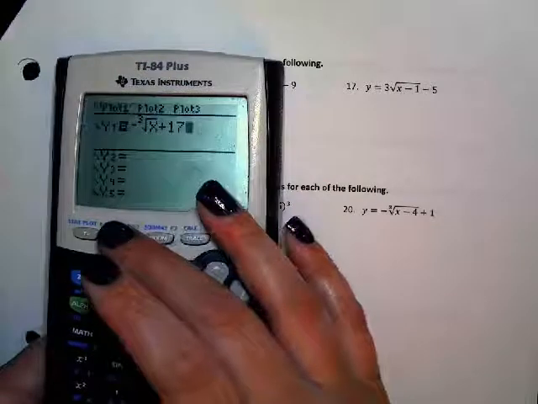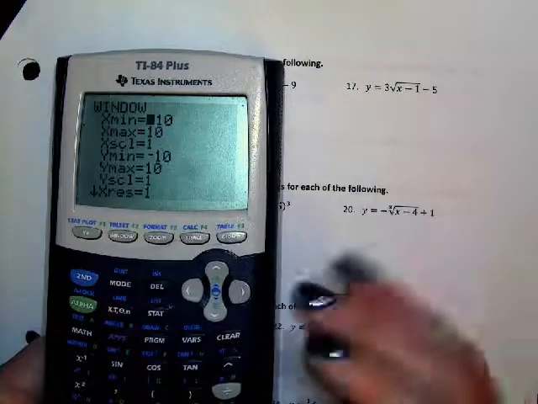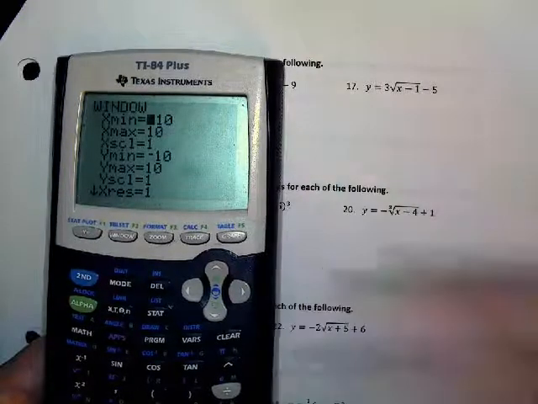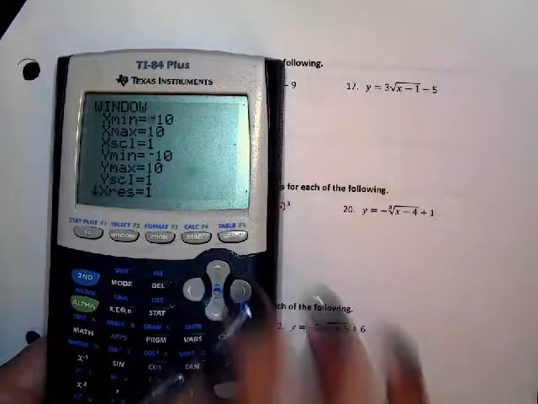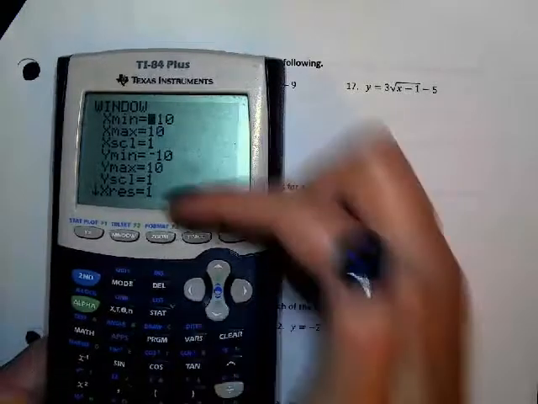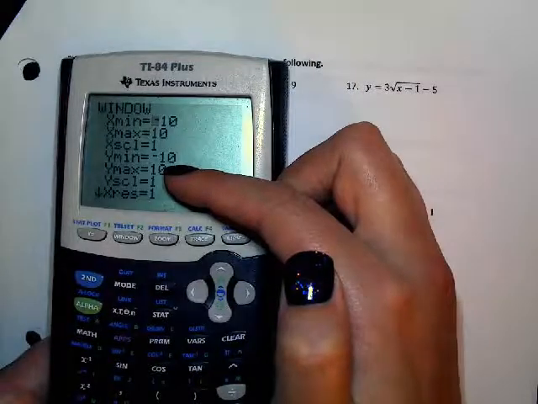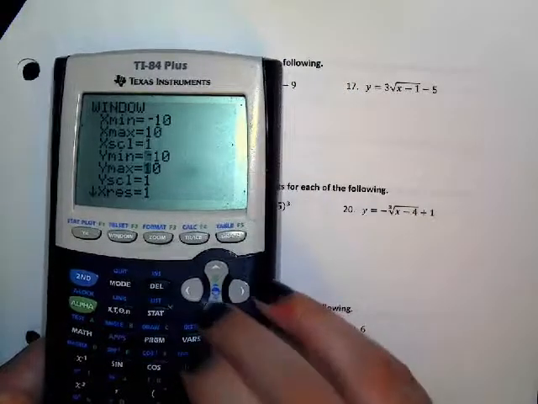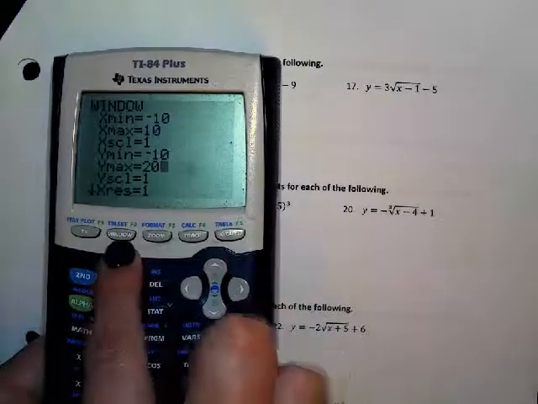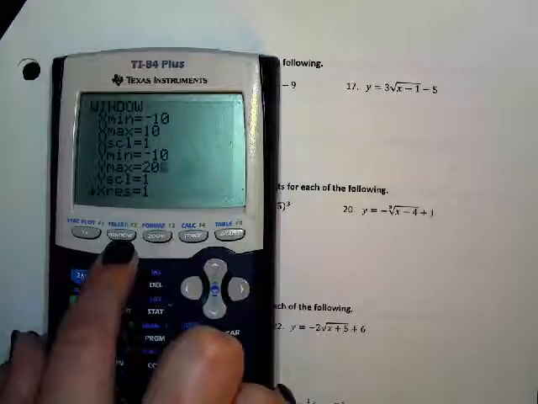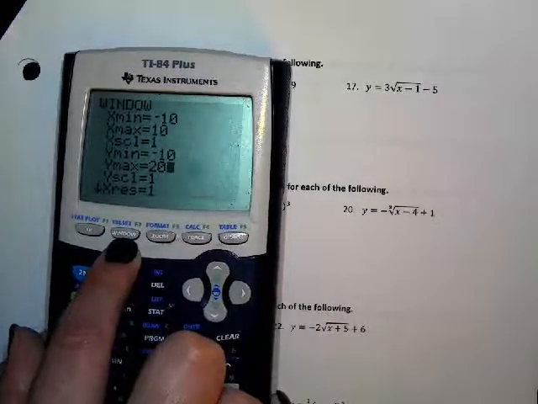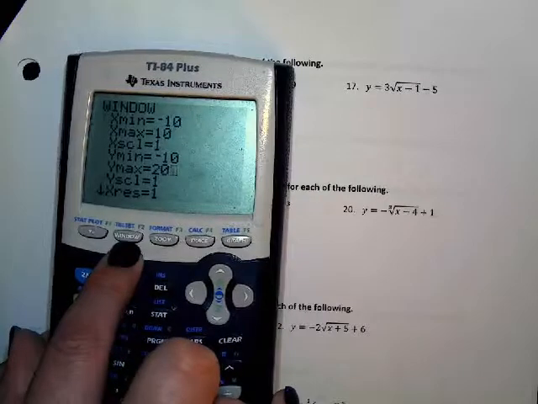Okay. So I'm going to go ahead and take my window. I know it's been shifted up 17, so I probably am not going to be able to see very much of it from a normal window, negative 10 to 10. Okay. So I'm going to walk you through your process. I'm going to take my y max, since this whole thing has been shifted up 17, and make my y max 20 so that I can see this on the graph, because otherwise I'm not going to be able to see very much.